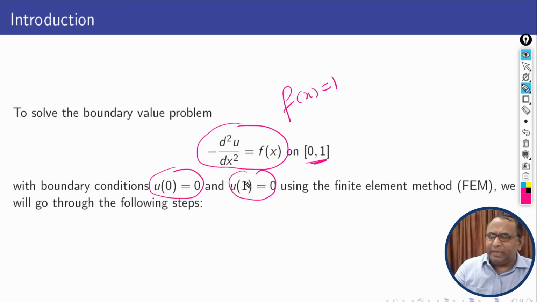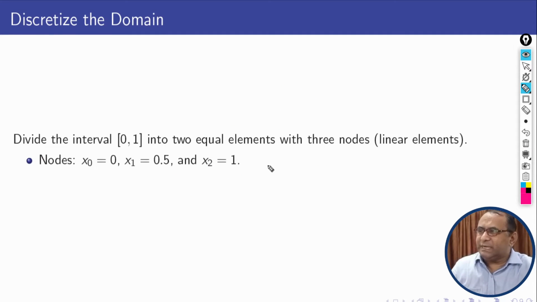So here we make some changes according to the previous lecture. This step will help us to implement it in MATLAB step by step. Every step will match with the MATLAB implementation. The first step is to discretize the domain, which is 0 to 1, into two equal elements with 3 nodes.